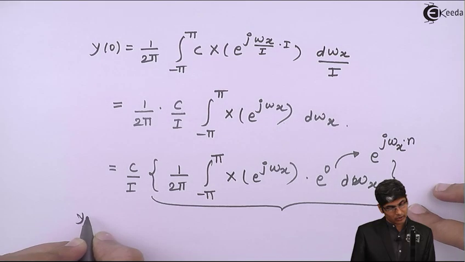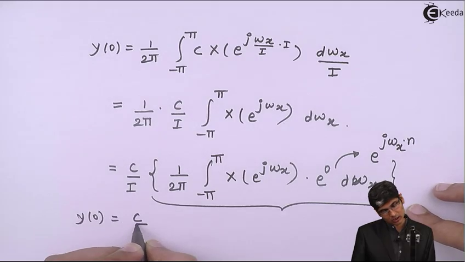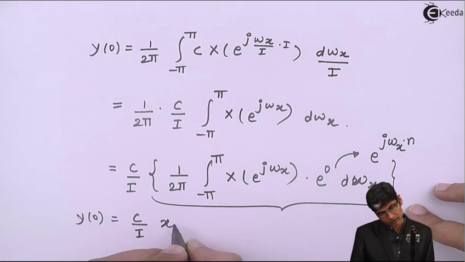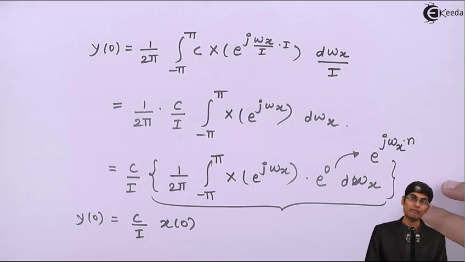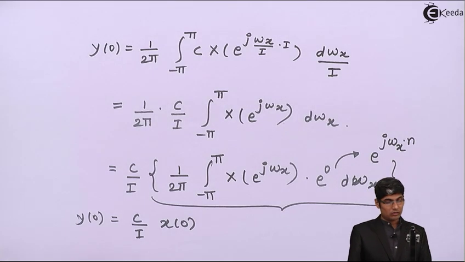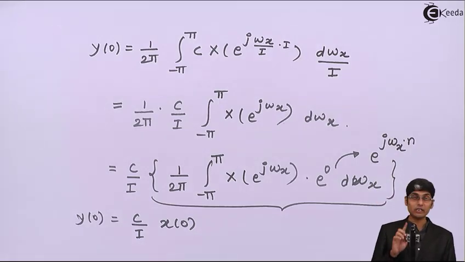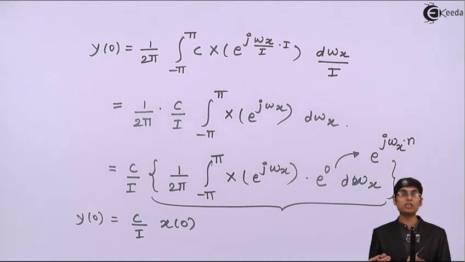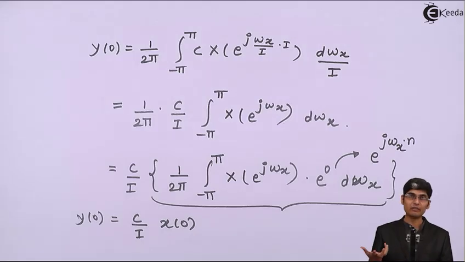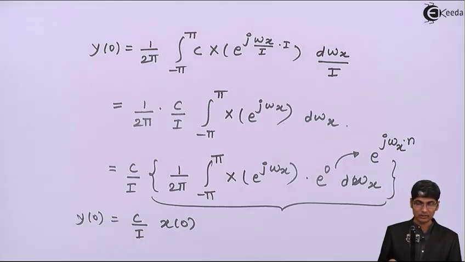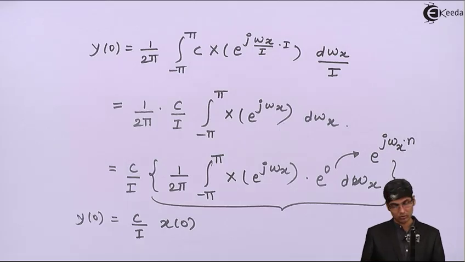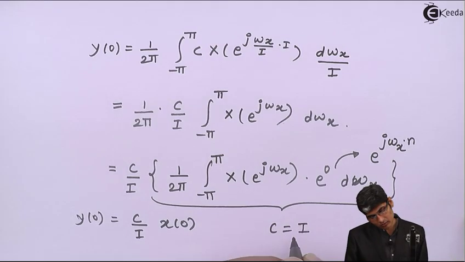Okay, so now I am going to get y of 0 equals c over I, the whole thing I replaced by x of 0. Okay, now if I want to reconstruct the signal faithfully, then my y of 0 should be equal to x of 0, isn't it? That means the output should give me back what I have fed as input. It should not restrict me. This is the ideal situation. We are considering the ideal situation. And for the ideal situation, for y of 0 to be equal to x of 0, c must be equal to I.